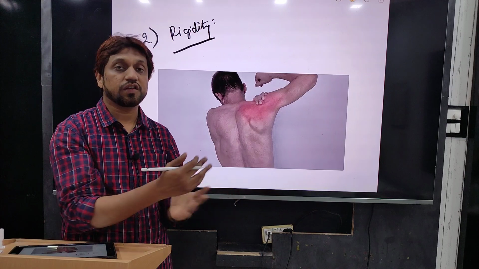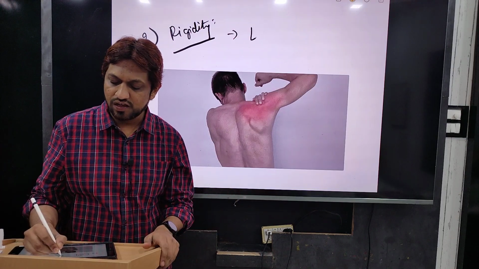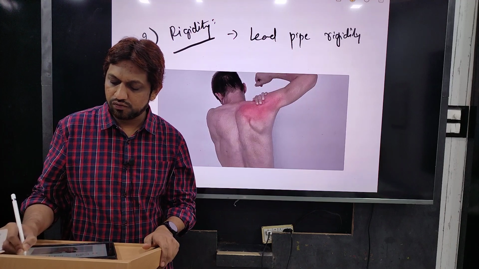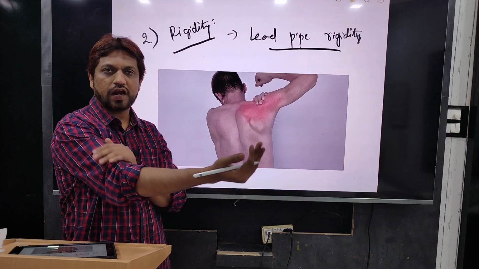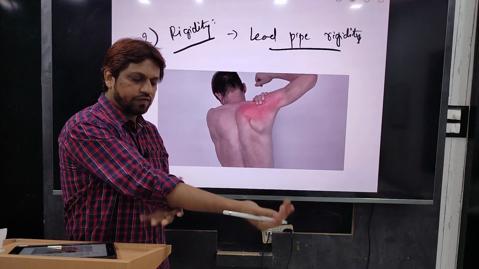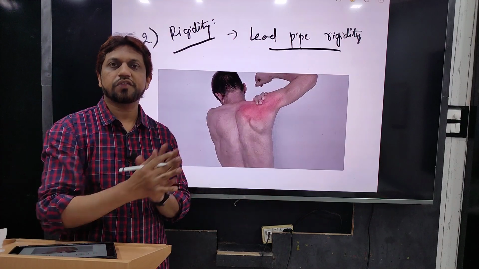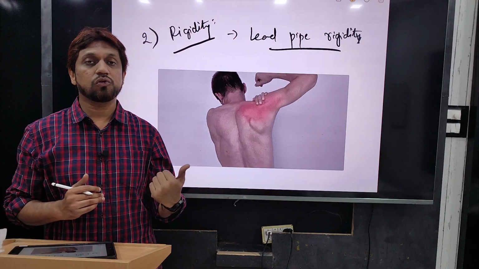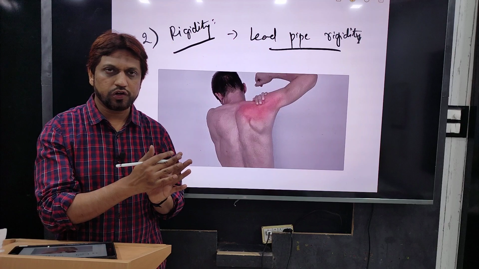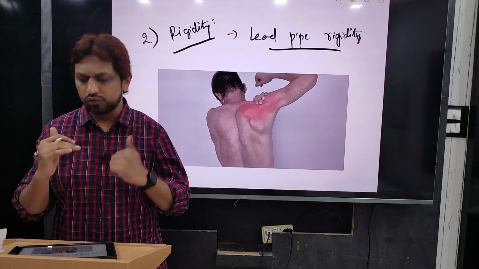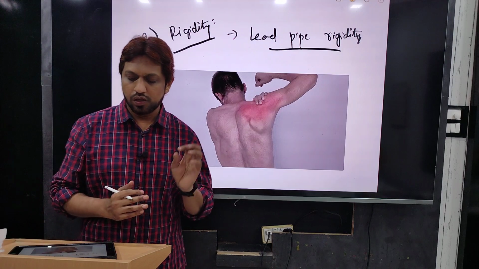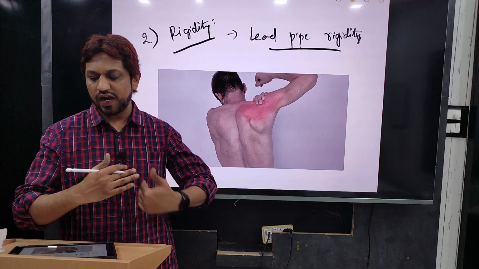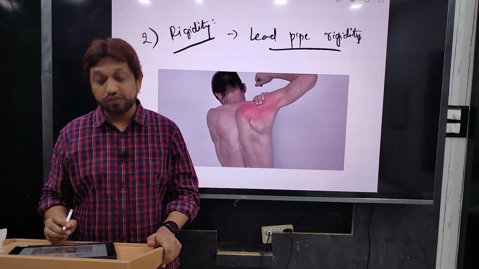That is known as rigidity, and classically it is termed lead pipe rigidity, as if you are bending a lead pipe. If you try to flex someone's elbow like this, you will feel as if you are bending a lead pipe, because the muscles become stiff or rigid. However, it is different from spasticity due to upper motor neuron paralysis. We will make another video to discuss the difference between spasticity and rigidity. Right now, just remember that this extrapyramidal symptom, caused by a basal ganglia lesion, is rigidity. The muscles become hypertonic and rigid, that is lead pipe rigidity.